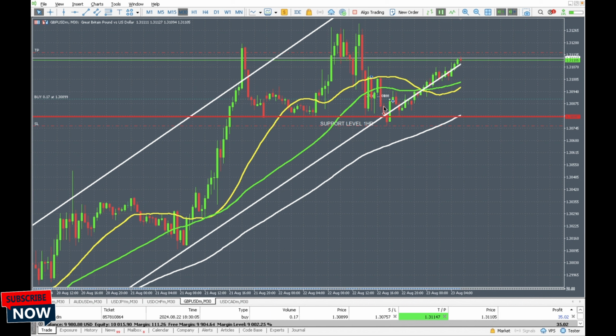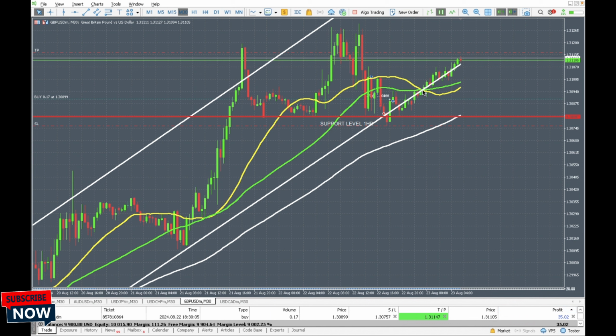Then it came, touched here, and I waited, and I saw a bullish engulfing pattern here. Then I entered my trade at this price, 1.3899. I entered a long position. It came, touched here, and went boom, and it went up. And you can see I'm already at a profit of $35.